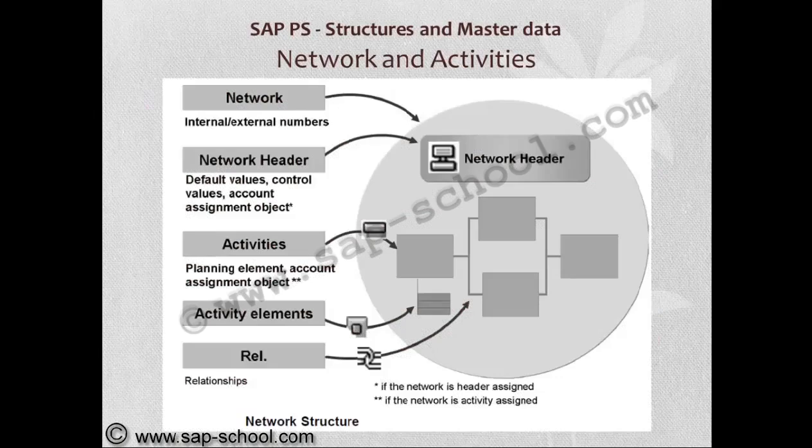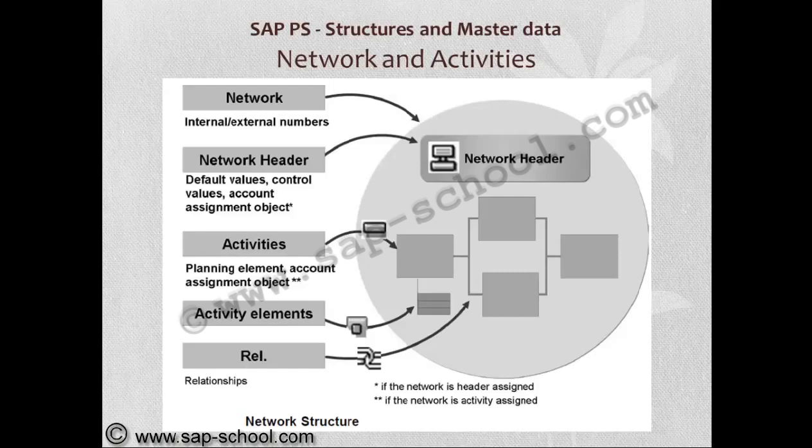So, the network header contains the network number, which is an internal or external number assignment. The header has information such as default values, control values, and the account assignment object. The activities will be assigned to the network header, planning element, or account assignment element, and the activities are further divided into activity elements if required, and linking between the activities.